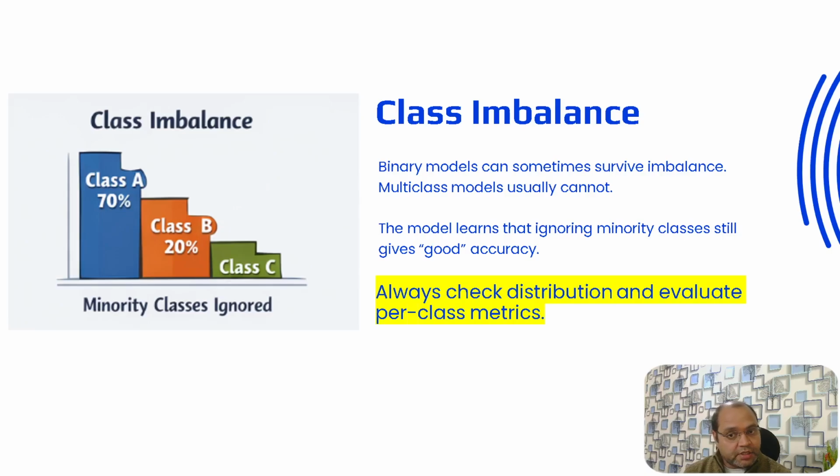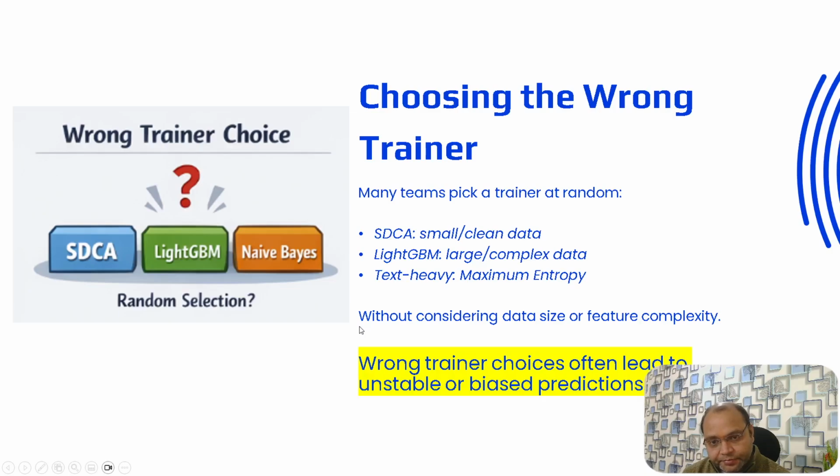So here you can see the C class will have a weightage of 10%, while A is 70 and B is 20, but this still has value. It's good for the accuracy. So always check distribution and evaluate per-class metrics. Never trust the overall accuracy. Always dig down one by one, class by class. That's very important while working with multi-class classification.